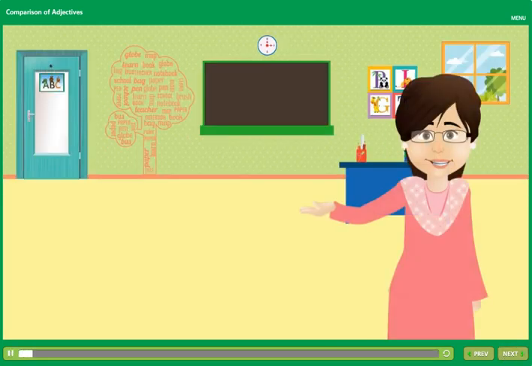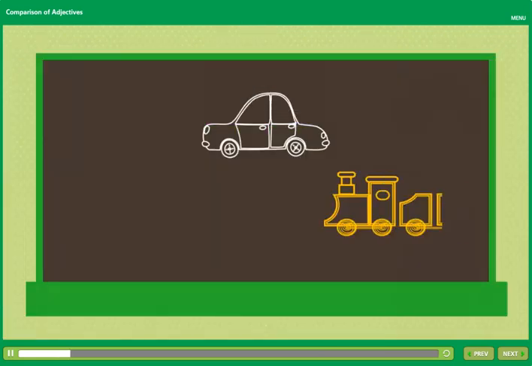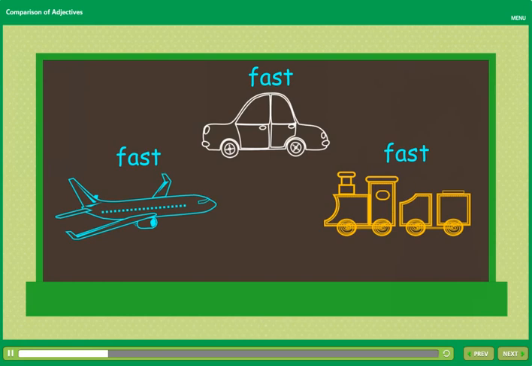Draw or show a picture of a car to your class. This is a picture of a fast car. What is this? Train. And this is a plane. It is also a very fast plane. Now, if I want to tell someone that the car is fast, but the train is more fast, we change the word fast just a little bit.